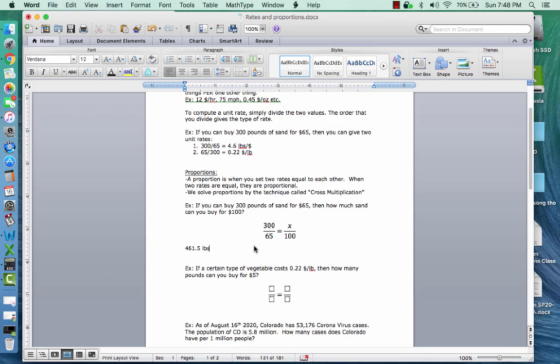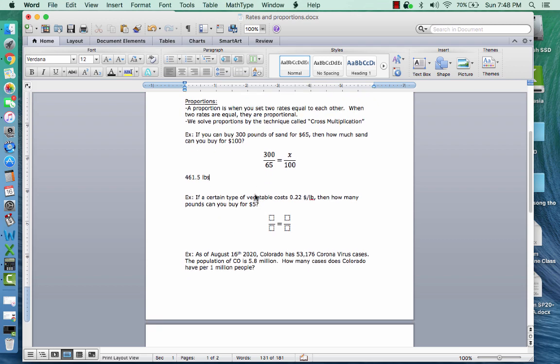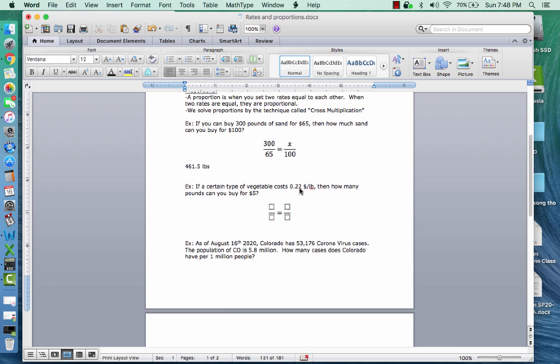Okay? So then next, if a certain type of vegetable costs 22 cents per pound, then how many pounds can you buy for $5? Once again, if you know what you're doing with rates, if you have experience with this, there is a shortcut to this. You could just take 5 and divide it by 0.22. But if you're not familiar with that, let's just use the proportion.